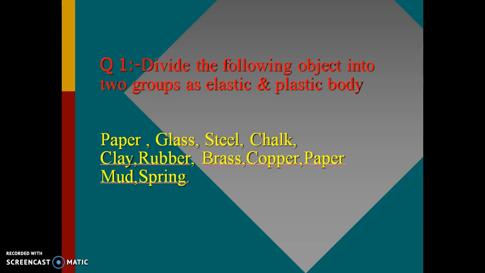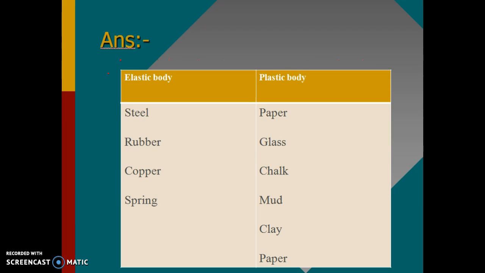Now there is one question for you. Divide the following objects into two groups as elastic and plastic body: paper, glass, steel, chalk, clay, rubber, brass, copper, mud, spring. Now elastic bodies are steel, rubber, copper and spring. These are the elastic bodies, and plastic bodies are paper, glass, chalk, mud, clay, etc.